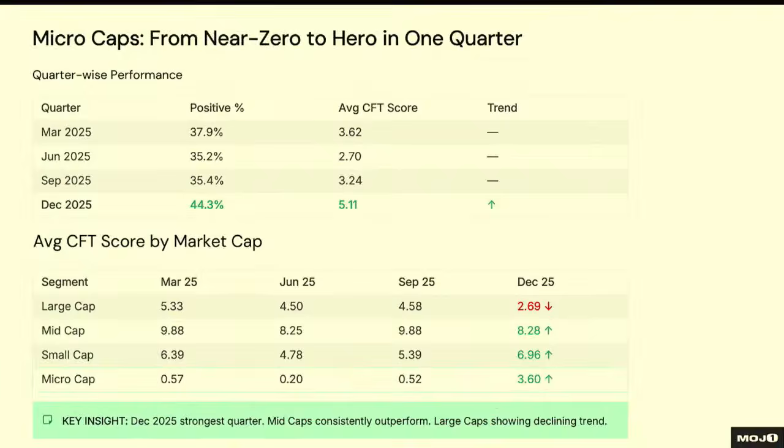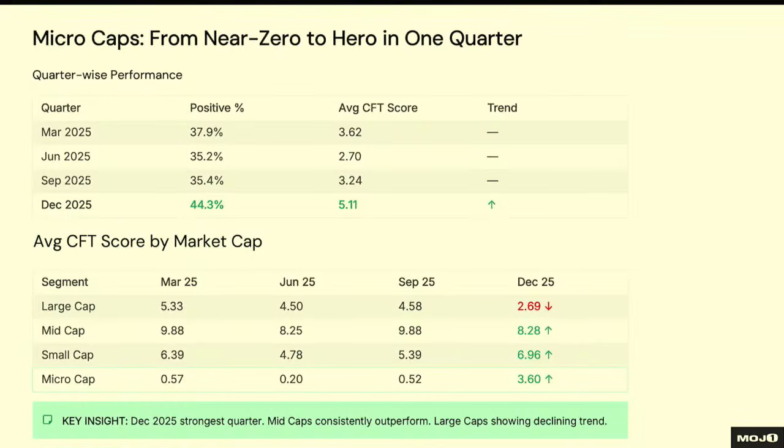Let's look at mid caps separately. 9.88 went down to 8.25. Came back to 9.88. And it is at 8.28 right now. If you look at small cap, 6.39, 4.78 in June, September 5.39, and in December it is almost at 7. So big improvement on the small cap side, big fall on the large cap side so far.